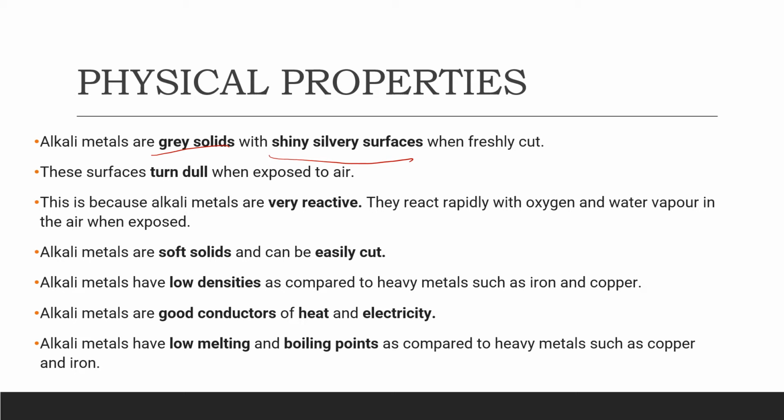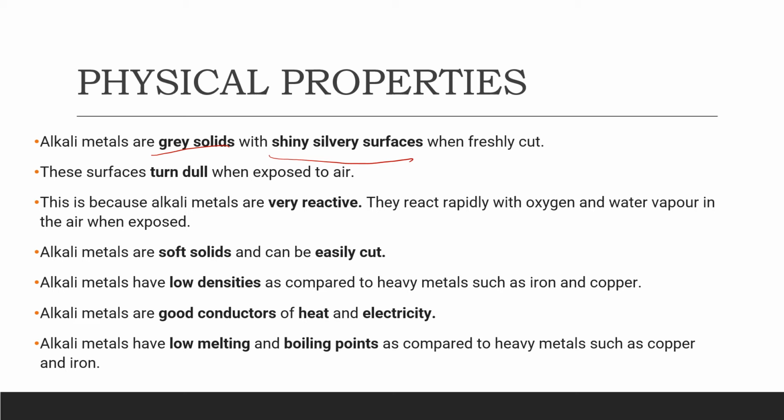Next, these surfaces turn dull when exposed to air. When they come in reaction with air, they start becoming dull, they lose their shine. The reason for this is they are very reactive and react rapidly with oxygen and water. When exposed to air, the oxygen and moisture attack these metals, which makes them dull. As we know, these metals are very reactive to air.